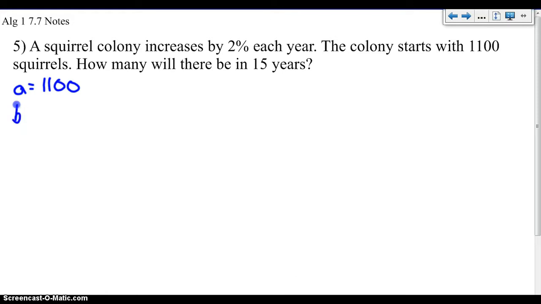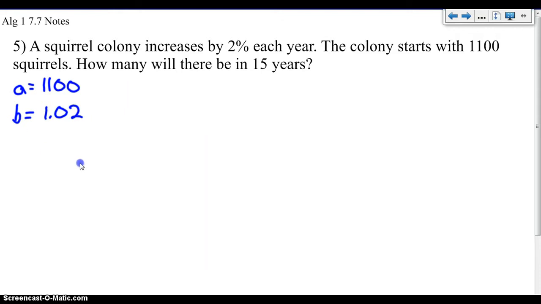And B, now this is where you have to think a little bit. The colony is increasing by 2%. This is where the growth and decay, here's your challenge. When it's growth, you have to add that number, 2%, to 1. In other words, to 100%. So it's 102% each year of what it was the year before. So we would call B 1.02. Again, we know it's growth because the colony increases, and therefore the B value has to be more than 1.